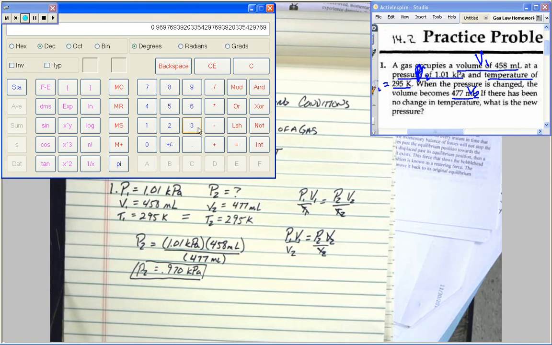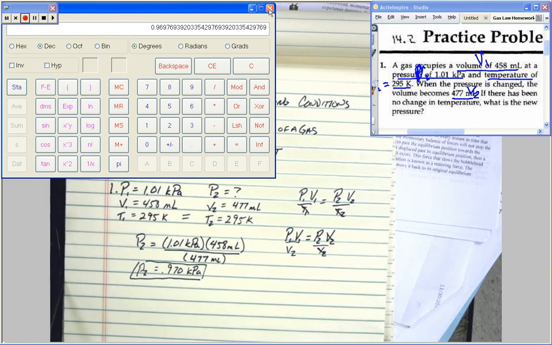Got it? Okay, don't put 0.97. Put 0.970. All three of these had three significant figures. This right here, 0.969, rounds to 0.970 to three significant figures. Yeah? You guys see that? You have to include the zero.